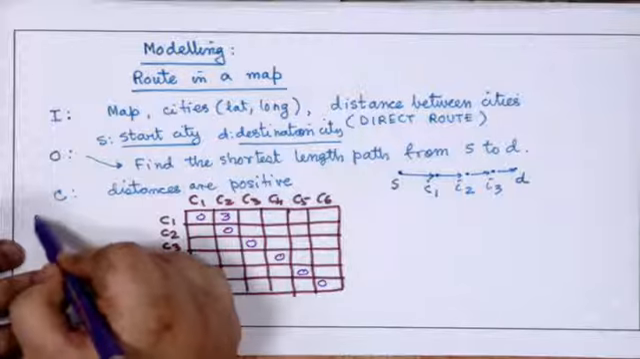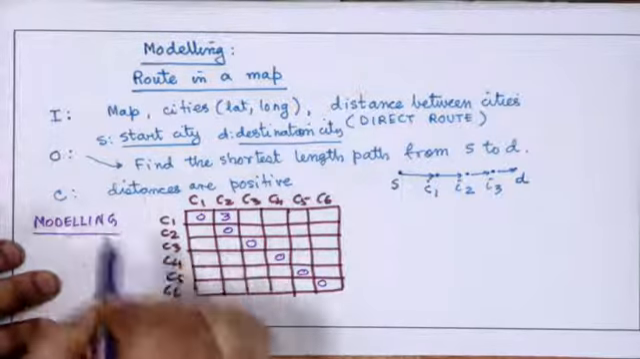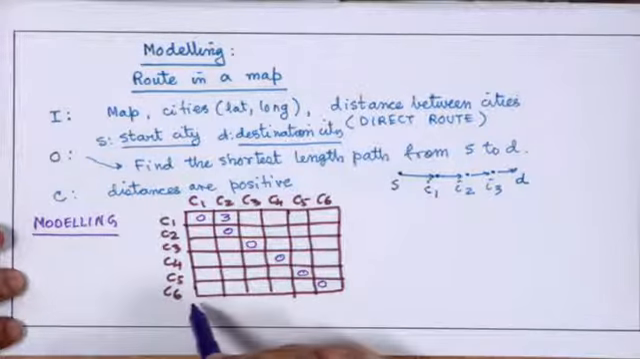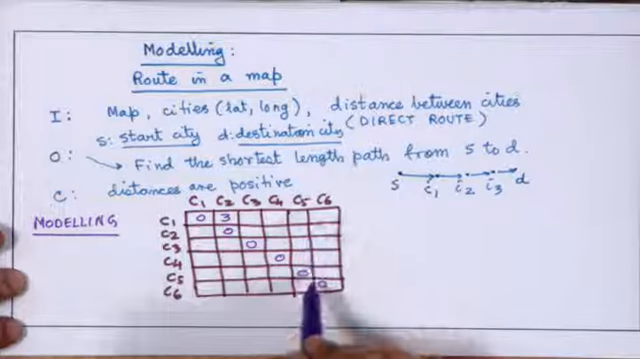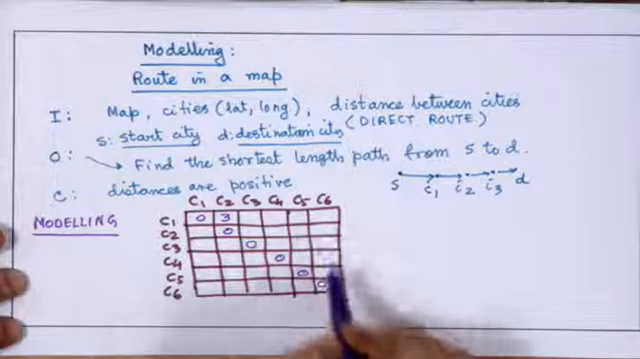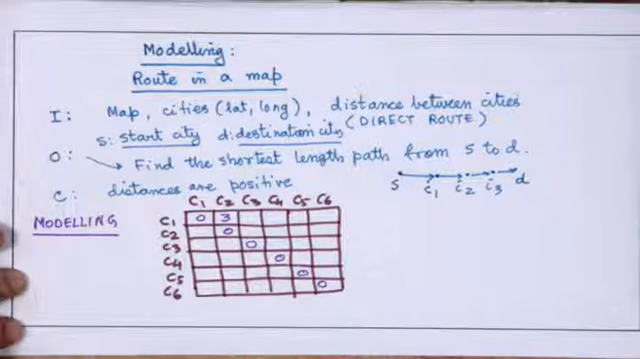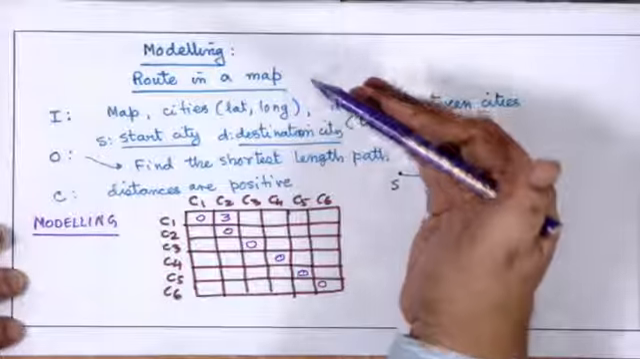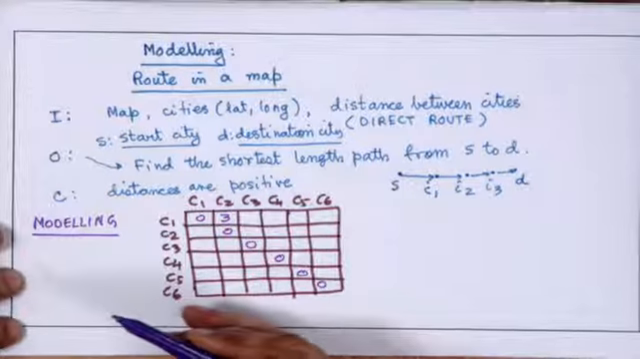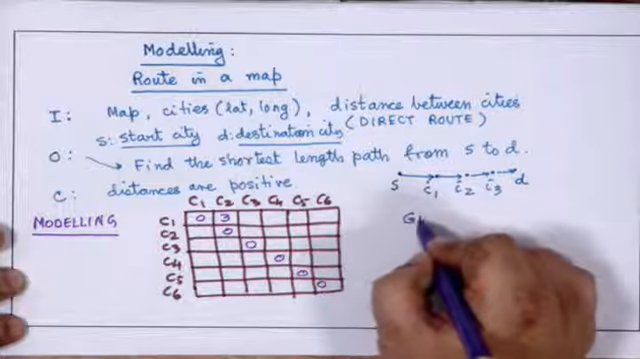So, the modeling of this problem could be a matrix of positive integers. Only the diagonal elements can be 0 and the rest of the elements will be some positive distance of a city to city mapping. So, you can take the problem and convert it to a matrix form or a 2-dimensional array form, or another way of looking at it is called a graph.